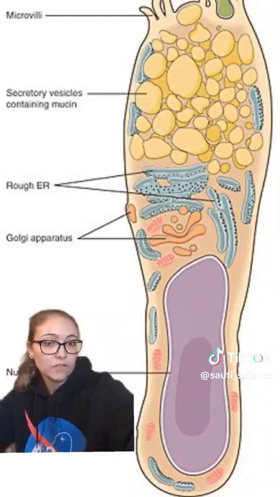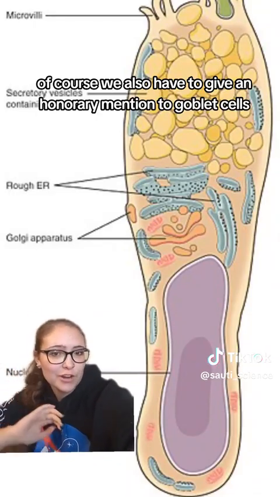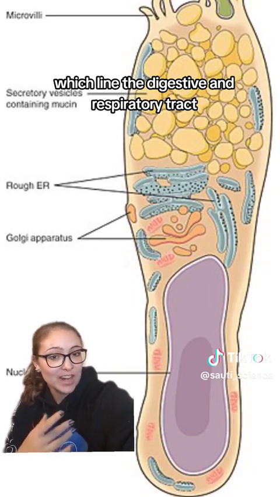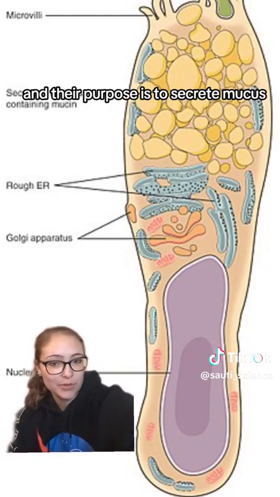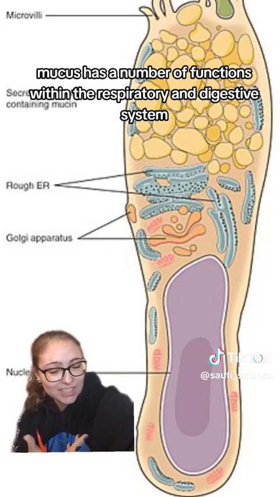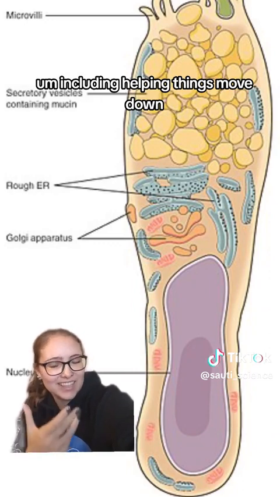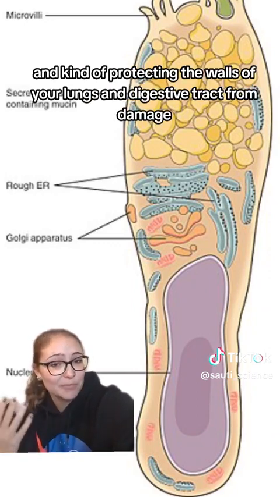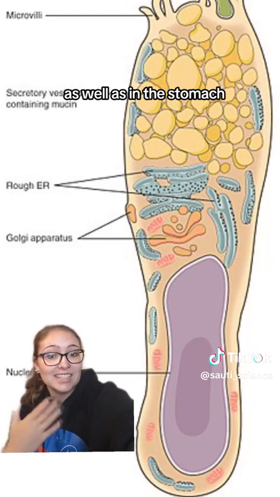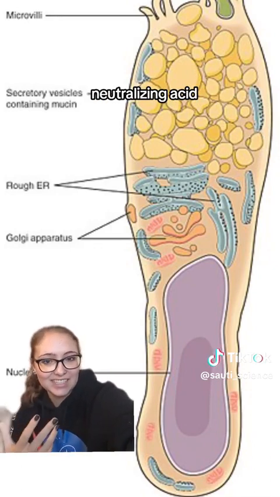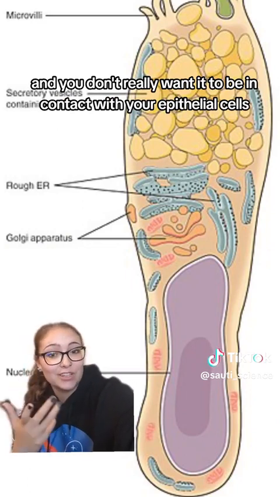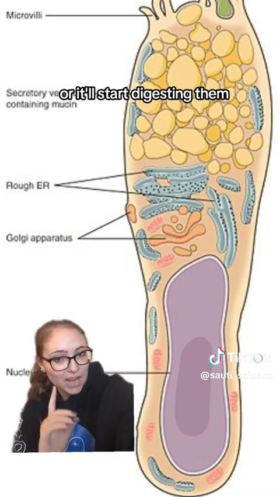Of course, we also have to give an honorary mention to goblet cells, which line the digestive and respiratory tract, and their purpose is to secrete mucus. Mucus has a number of functions within the respiratory and digestive system, including helping things move down, staying lubricated, and kind of protecting the walls of your lungs and digestive tract from damage, as well as in the stomach specifically, neutralizing acid. So, your stomach acid is pretty strong, and you don't really want it to be in contact with your epithelial cells, or it'll start digesting them. We don't want that.